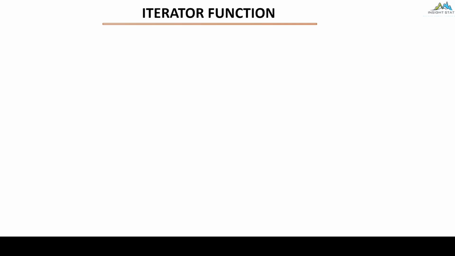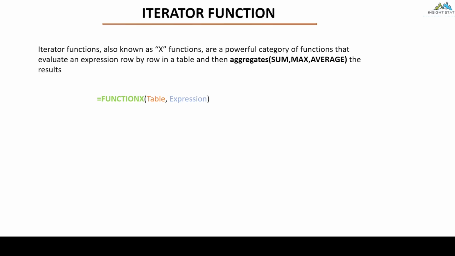So what are iterator functions? Iterator functions, also known as X functions, are a powerful category of functions that can evaluate an expression row by row, and then aggregate the results. The syntax is very simple. All we have to do is call the function. It can be sum, max, average, count, min, any function that aggregates values.